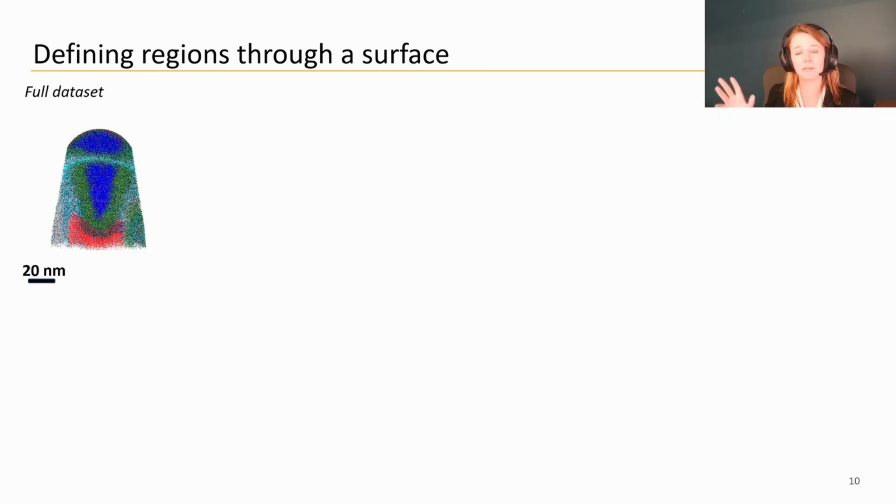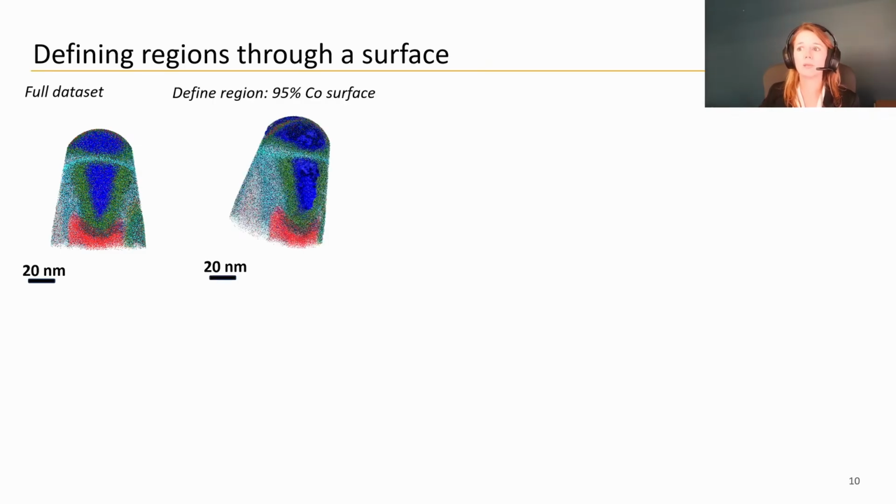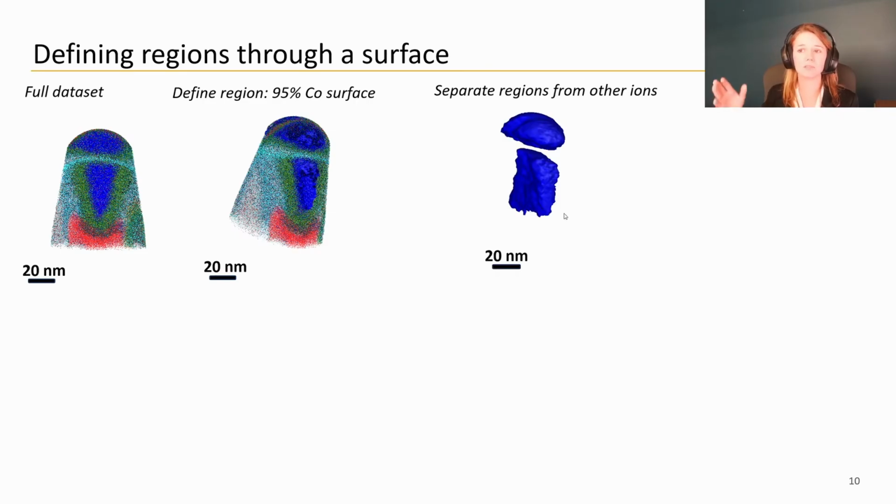So here we have a full data set. We can define regions of our data set that meet a particular concentration. In this case, I've chosen a 95% cobalt criteria. So what that means is that the ions within that surface have a concentration greater than 95% cobalt, and on one side of the surface, they have a concentration less than 95% cobalt. And that allows us to really isolate these from the integrated bulk of the data.